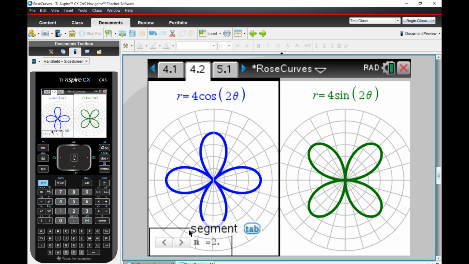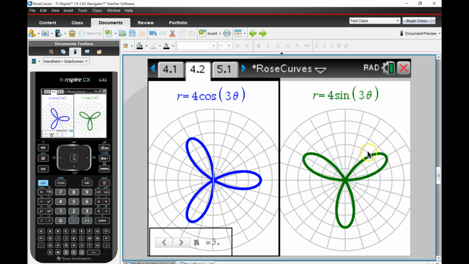Now, what is that maximum radius? How far does it go? 1, 2, 3, 4. So it's 4 cosine n theta, or 4 sine n theta. Now, how many petals? 4 divided by 2. n must be 2. So this is 4 cosine 2 theta, 4 sine 2 theta. You see how we piece that together? And then, you can go from there.